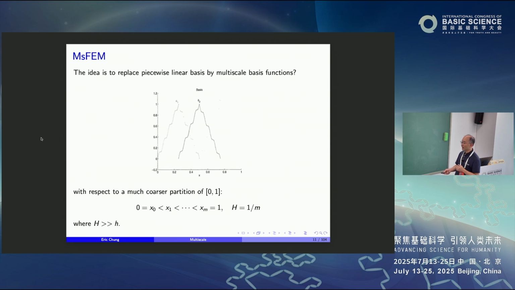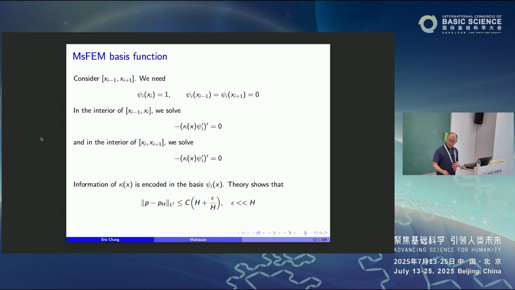Again, you have a partition of the domain, but then you introduce basis functions that contain the correct oscillations, which is something like this. At a nodal point, it has value 1, and at the other nodal points, the basis is equal to 0. Between any two nodal points, you see that it has some oscillation, and you can form this oscillation by solving a suitable local problem.